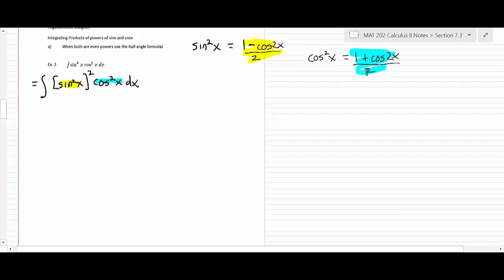That's a general rule of thumb. If you have an even power, you generally are going to think about using those half angle identities. So let's write what we have now. That's going to be the integral. For the sine, you're going to have 1 minus cosine 2x over 2, the whole thing squared. And then the cosine, you're going to have 1 plus cosine 2x over 2 like that times dx. Okay, like that.